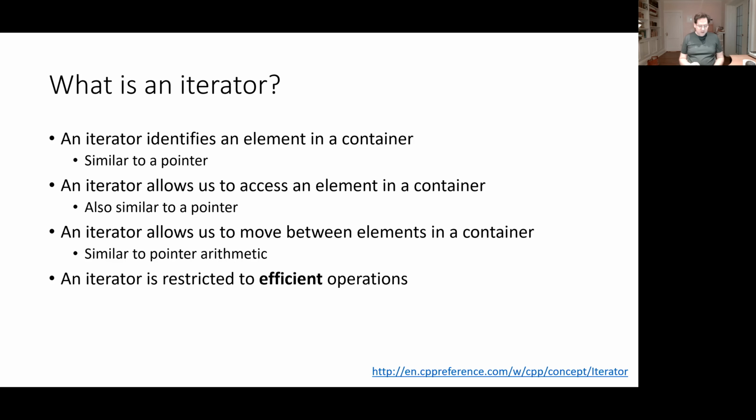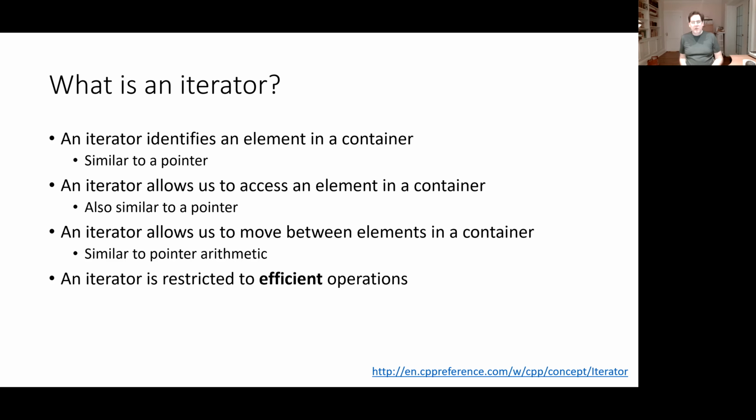Okay, so what's an iterator? So an iterator identifies an element in a container. So it's a lot like a pointer. So I told you last week that with STL, you don't have to use pointers as much, which is true. We do use iterators, which provide an abstraction. They behave a lot like a pointer. They point at some element within a container. So why do we need that? They let us access an element in a container, which again is what we use pointers for. They allow us to move between elements in a container. That's similar to pointer arithmetic.